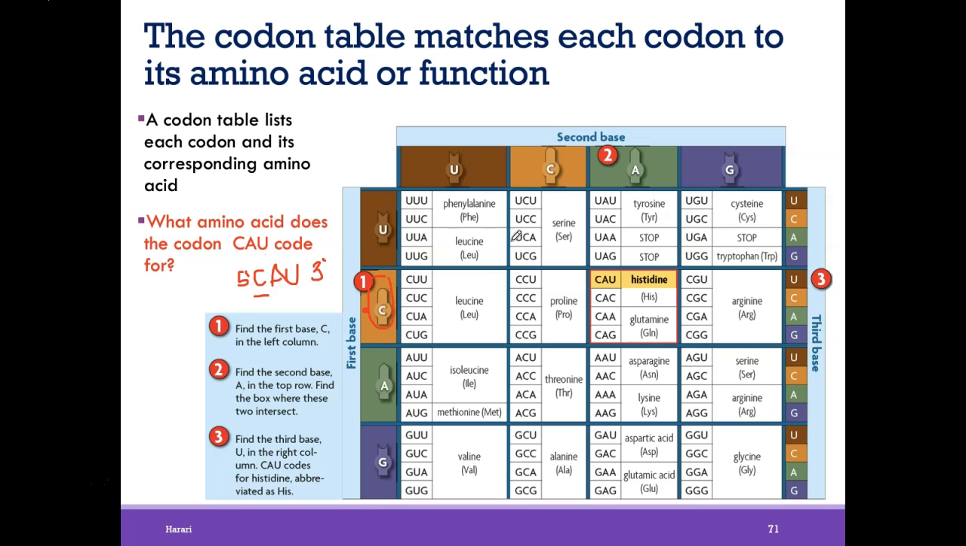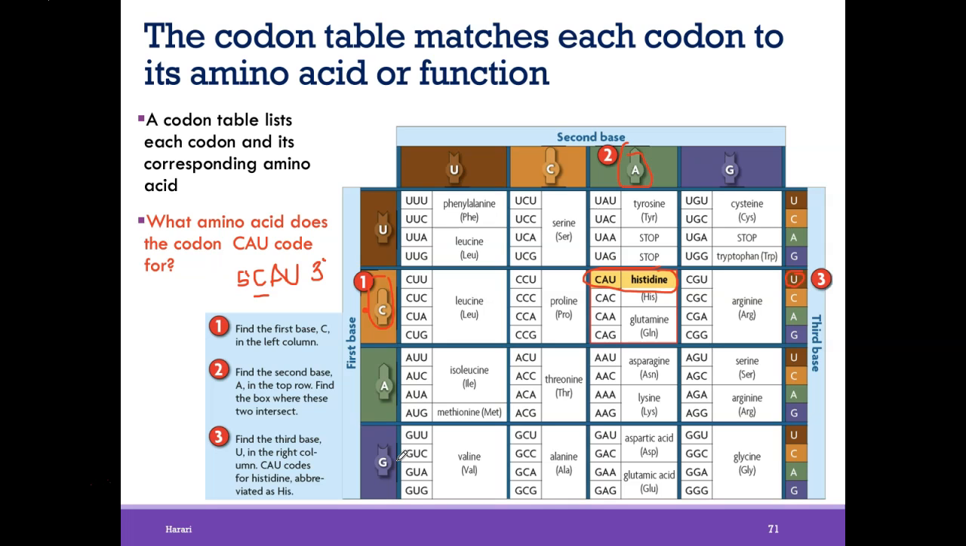The second letter is A. So now we're going to look at this top part and find the A. Okay, here it is. So now we know it's going to be in the intersection of this row and this column. The last letter is U. The third base is U. And there we have CAU encodes for the amino acid histidine.